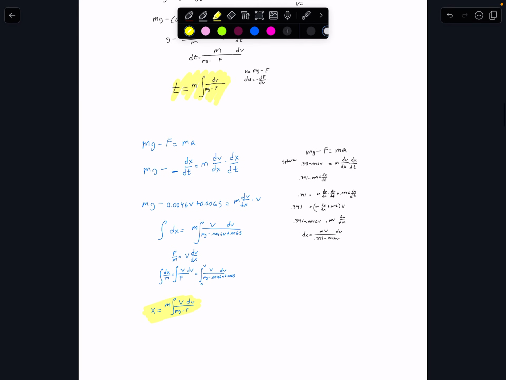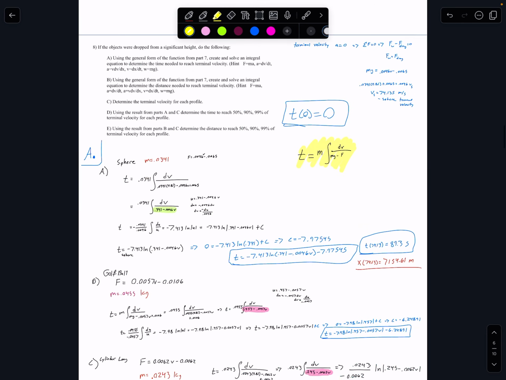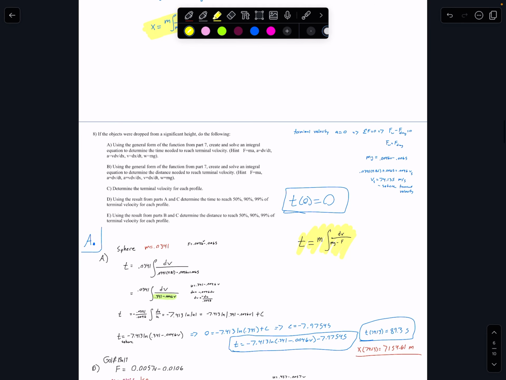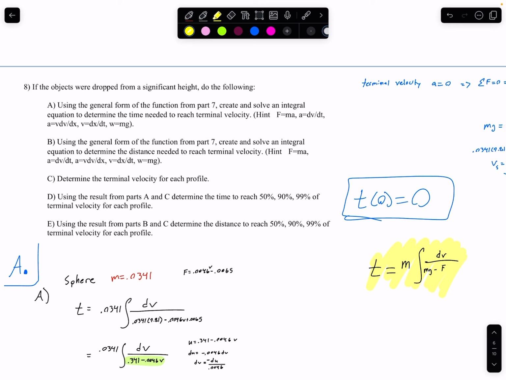Okay, so here we have step 8 for the wind tunnel project, and our objective or process for number 8 is, if the objects were dropped from a significant height, do the following. Part A, use the general form of the function from part 7 to create and solve an integral equation to determine the time to reach terminal velocity.